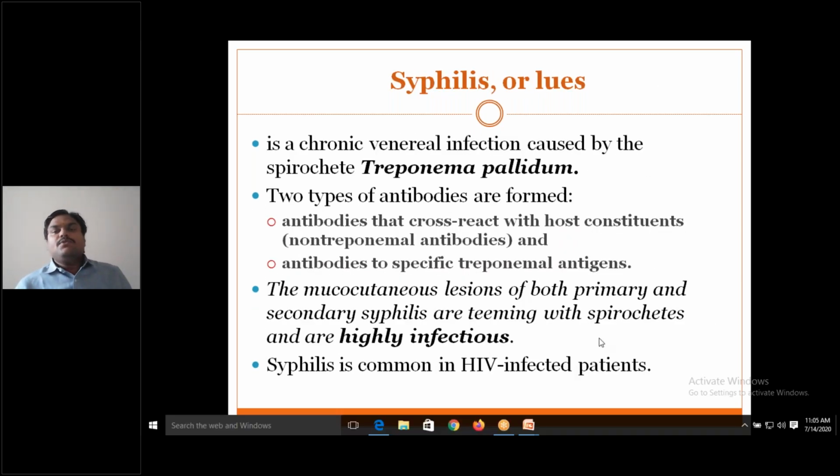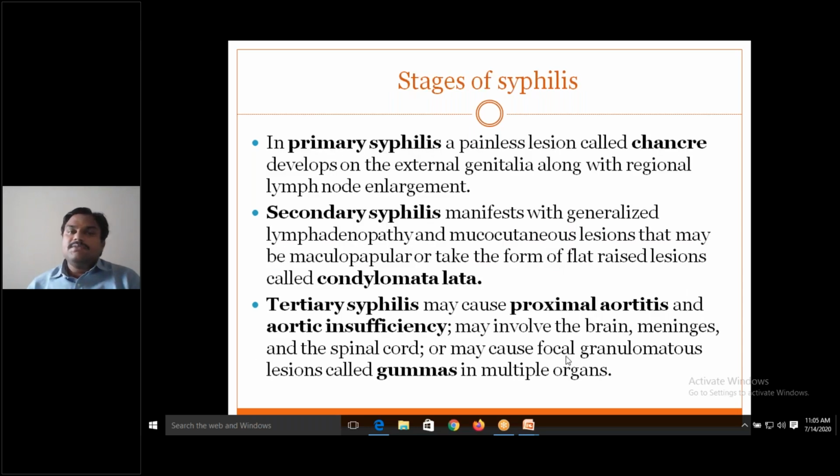The mucocutaneous lesions of both primary and secondary syphilis are teeming with spirochetes and are highly infectious. So primary and secondary syphilis patients are highly infectious. You have to remember this point. And syphilis is again common in HIV infected patients. So coming to the stages of syphilis, in primary syphilis, you will have a chancre, which is a painless lesion, with regional lymph node enlargement.